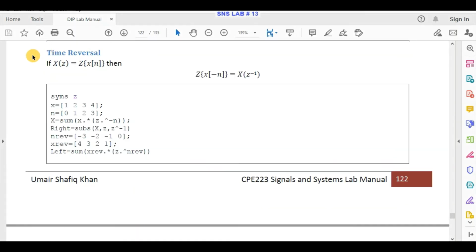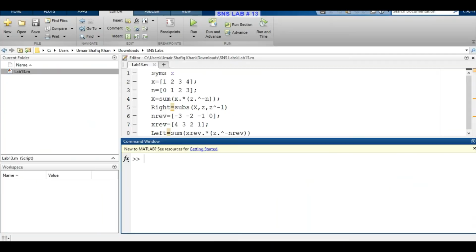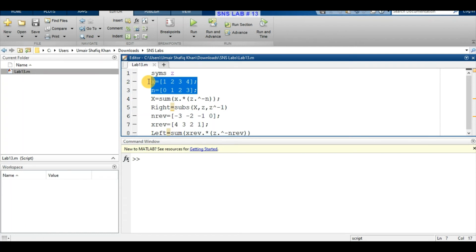The next property is time reversal. The time reversal property states that if we reverse the time of a signal in the time domain and then take its z transform, we will get the answer x of z minus 1 instead of x of z. We can verify this property by running the given code in MATLAB. Here a signal x is given, the values are 1, 2, 3 and 4, and n is 0, 1, 2, 3.